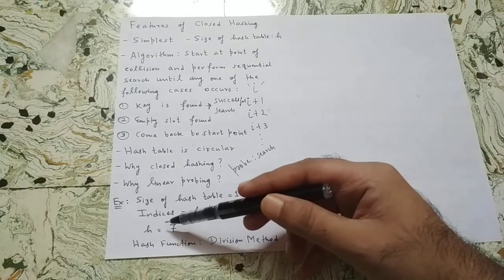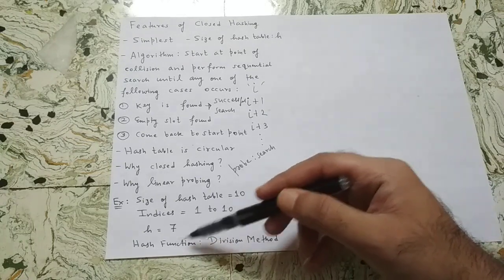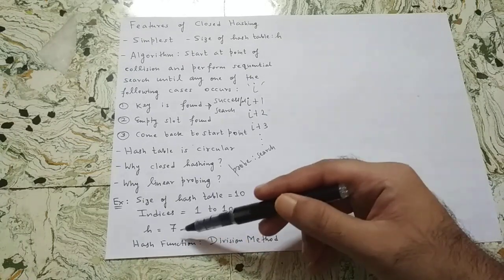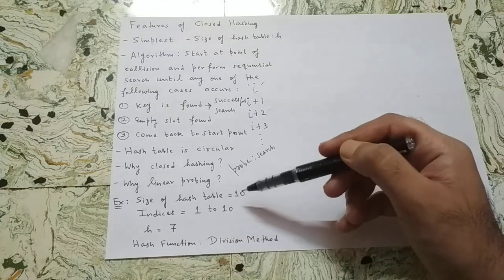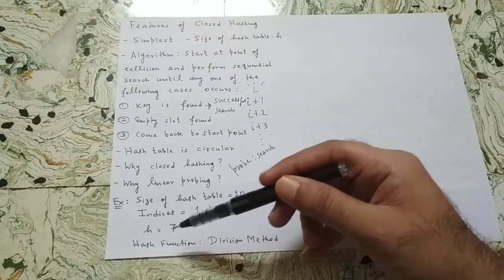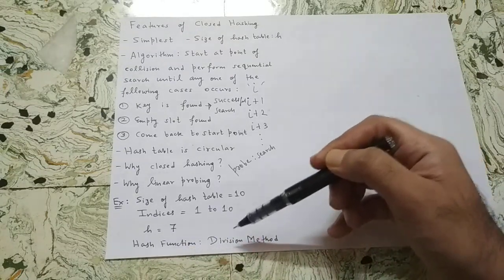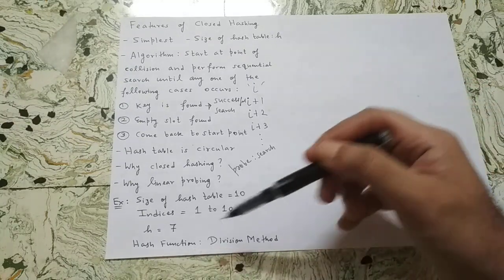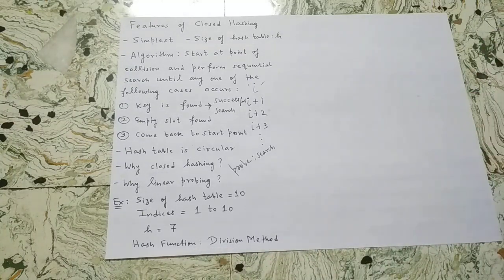The value of h, which is given to us, is 7, a prime number. And as you can see, it does not match the size of the hash table. This is very much possible. Now, the hash function which is used is the division method. So with this in perspective, I'll show you a few keys and how they will be mapped to a hash table.